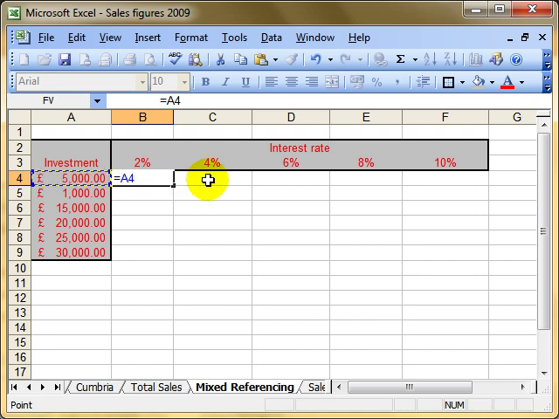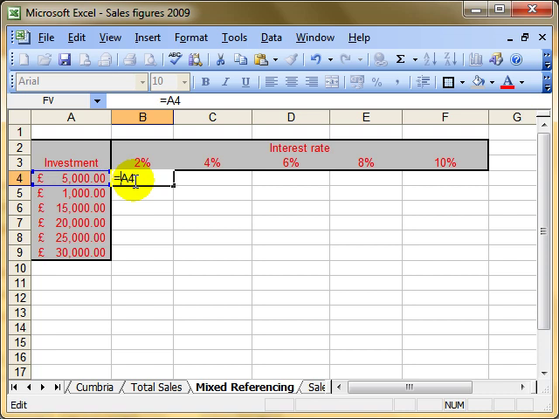What happens if we replicate it across? The A4 will become B4. Well, we don't want it to be B4. We still want it to be A4. So what we need to do is lock the A, but not the 4. Why not the 4? Because when we replicate down, we want it to change to 5, 6, 7. When we replicate across, it's fine if it stays 4. It's always row 4. So we don't need to do anything with the 4. It's just the A.